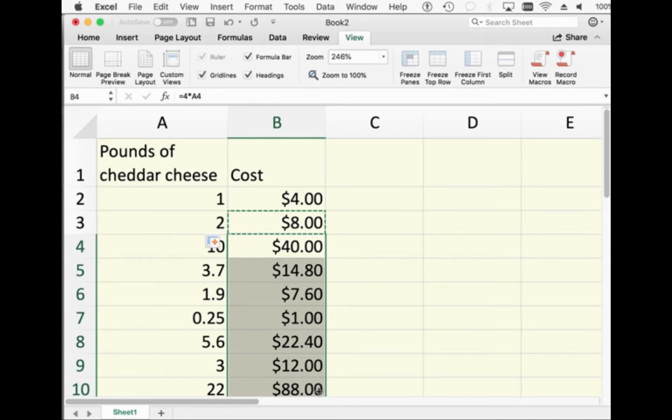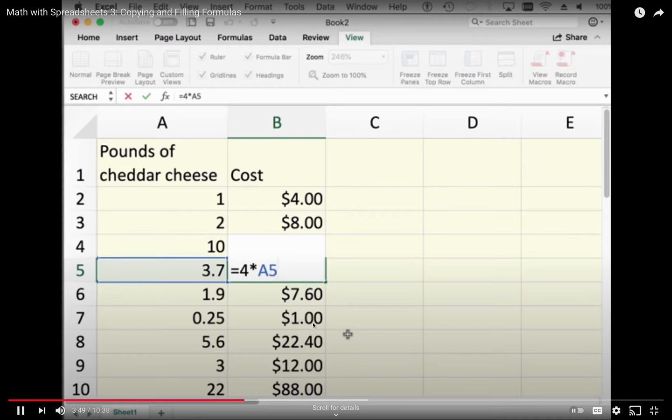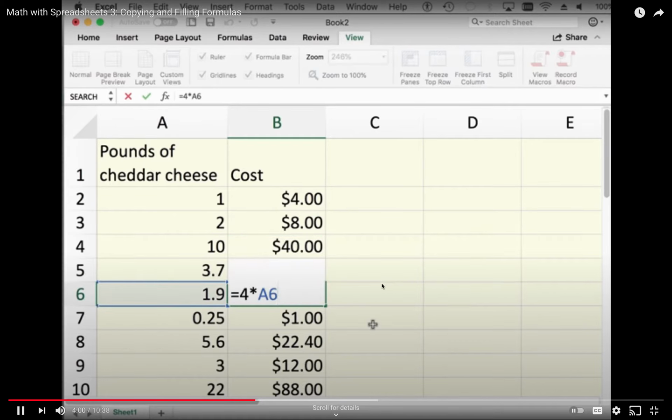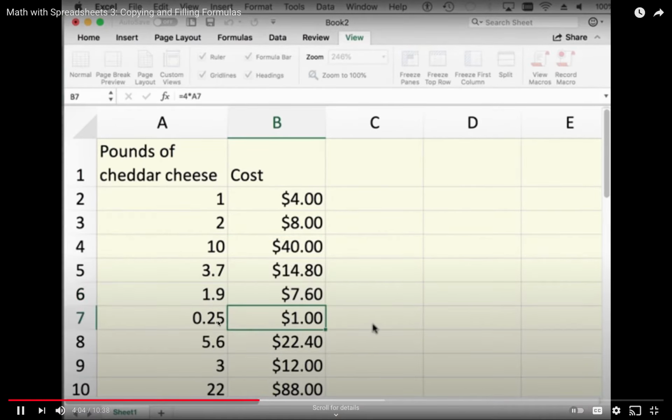So that was very fast, wasn't it? And you can spot check. A fourth of a pound times $4 a pound is $1. That's easy. And they have all the cell references changed, all the A's. It's now A5 instead of what we started off with, A2. You don't have to retype it over and over. So it seems to be collecting everything. Another easy one, 4 times 3 is 12. So that's actually very easy to get.